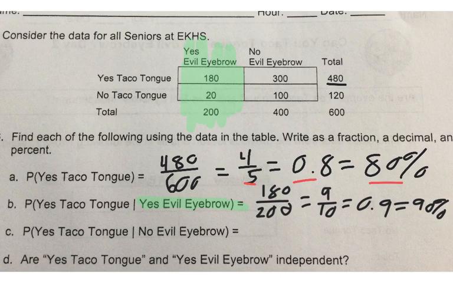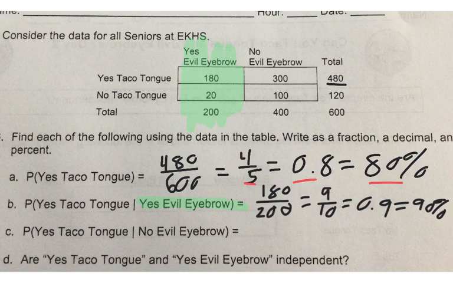I read it as yes taco tongue. You read it as or? Yeah. This is not an or. If it was or, we would do or. But this is given. So we're only looking at a subset.